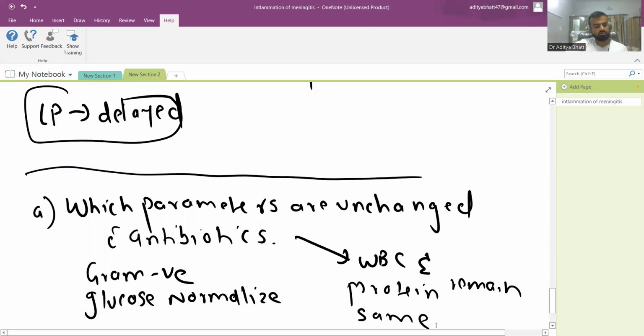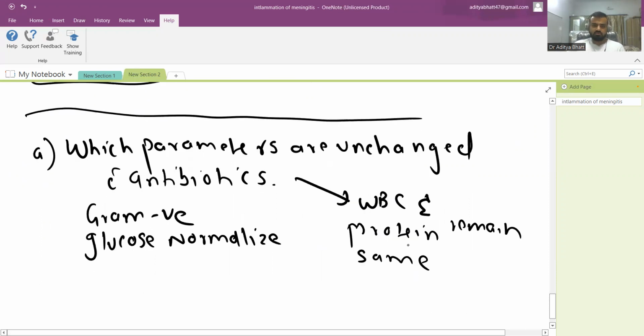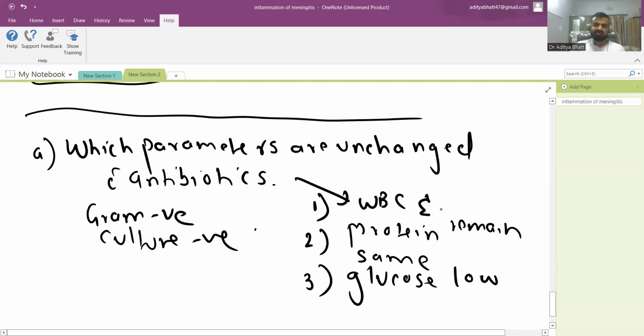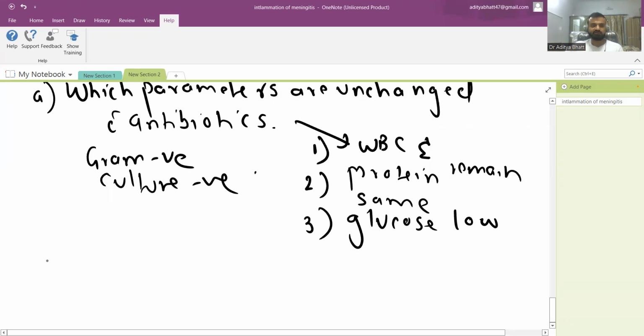Okay, so culture becomes negative and glucose is low. So three parameters that are unchanged by the antibiotic administration are WBC count, that is again neutrophil predominance. The protein does not change immediately, and glucose does not become normal immediately. It takes up to a week to normalize. But if you do gram staining or culture for the patients, it might turn out to be negative. So you have to keep that in mind.